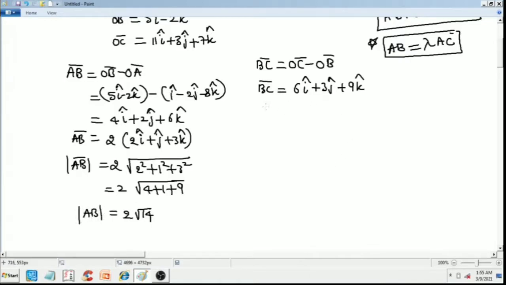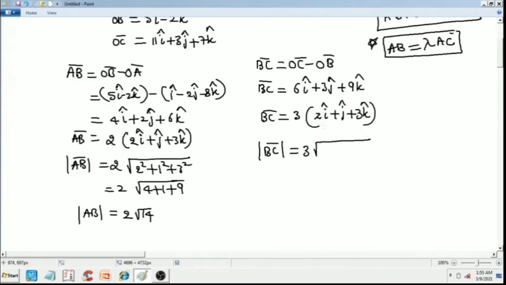Next, for BC, first of all take 3 common: 3 times (2i plus 1j plus 3k). Now do the magnitude. The magnitude of BC is 3 into root over 2 square plus 1 square plus 3 square, that is 4 plus 1 plus 9. So the result comes out to be 3 times root 14. This is the BC magnitude.